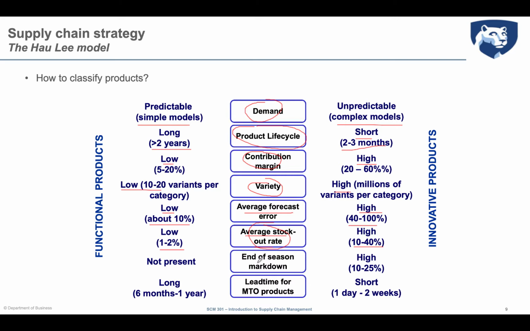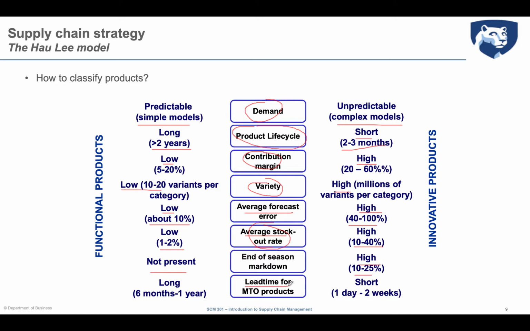The end of season markdown means how much the companies are forced to sell the product below price at the end of the season, because otherwise it becomes obsolete. For functional products, this is not the case. For innovative products, think again about an iPhone or a video game console: when a new model is about to launch, of course there is a need to sell the previous one, because otherwise it becomes obsolete. So there is a high risk of obsolescence, which is also included in the cost of stock. Remember that we talked about that, which can be up to 10 to 25%.